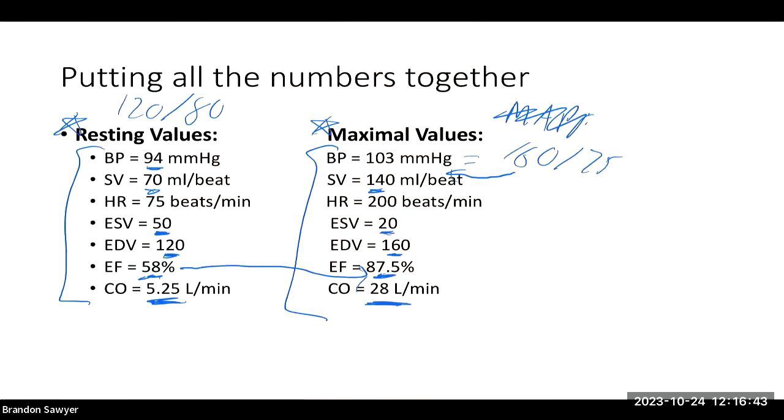Say it again. Yeah, if I made you calculate mean arterial pressure, then I would give you 160 over 75, tell you systolic is 160, diastolic 75. And you just know that you multiply the systolic by 1/3, diastolic by 2/3, and add those together.